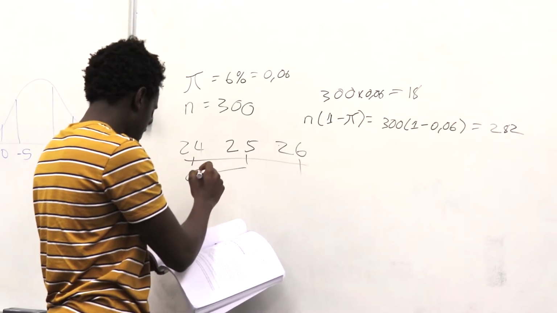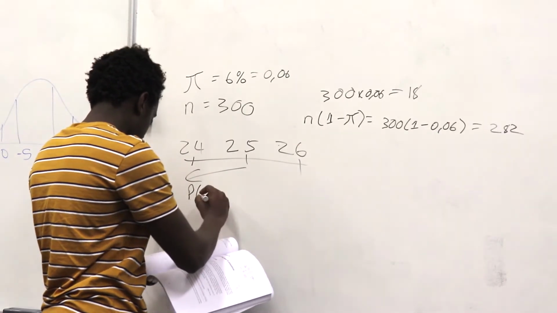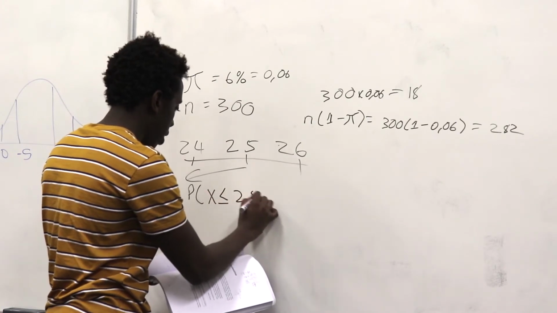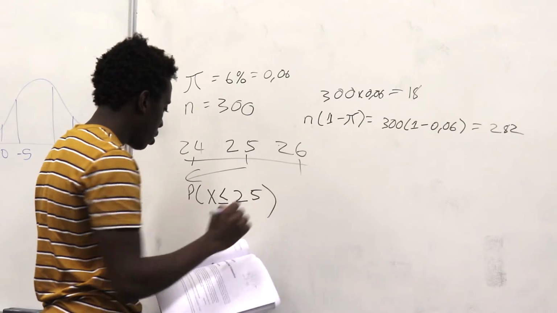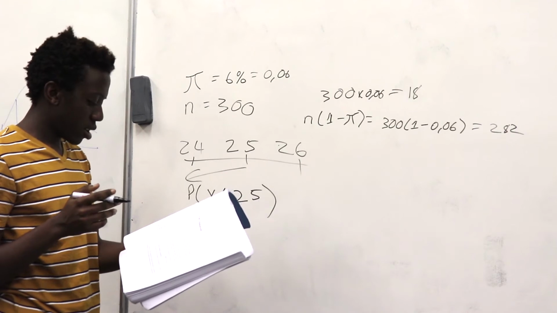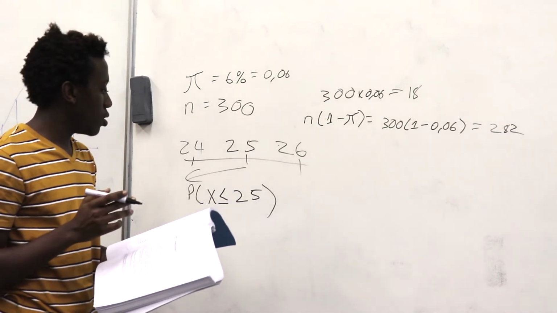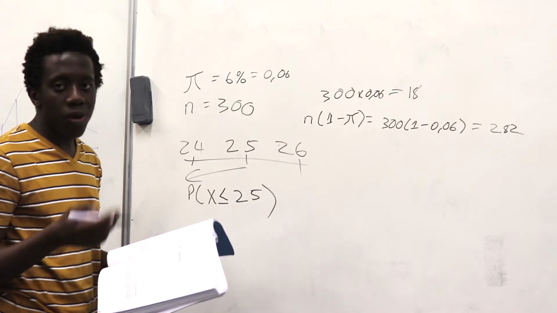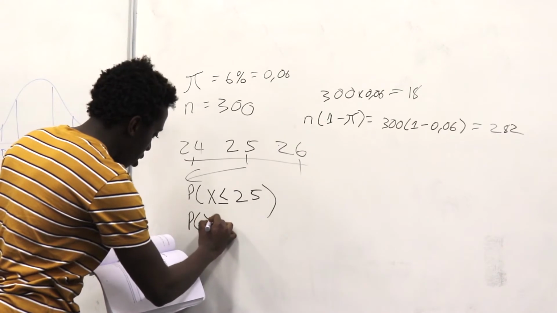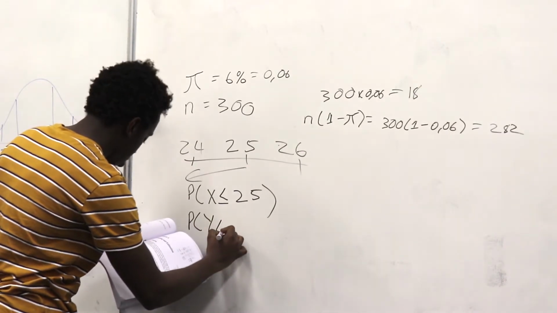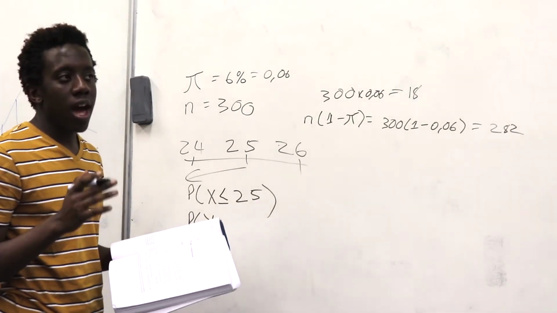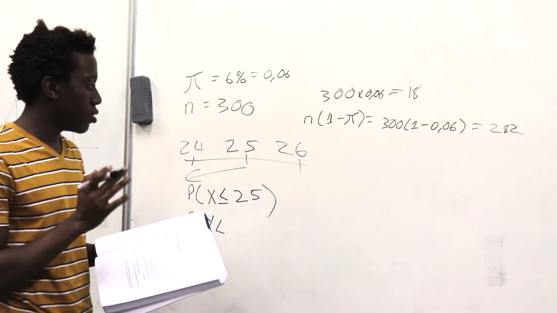So then we know that we're working with the probability that x is less than or equal to 25. And then next, we have to change it, since we're now using the normal distribution, so we change it to a y. So it's going to be the probability that y is less than, and since you're changing it to y, you have to either add 0.5 or minus 0.5.